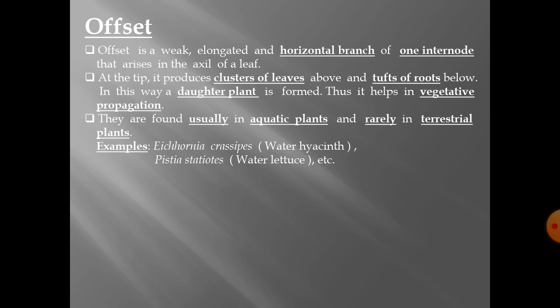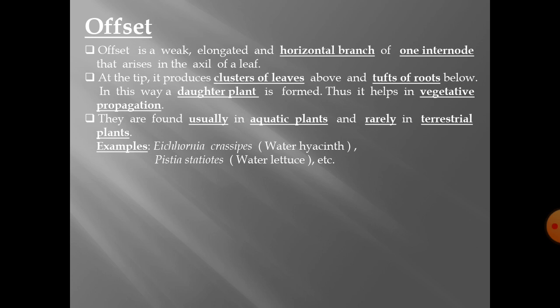Offset. Dear students, offset is the last type of the subaerial stem. It is just like a runner, but unlike that, it is found in aquatic habitat. These are the points that explain the features of offset.